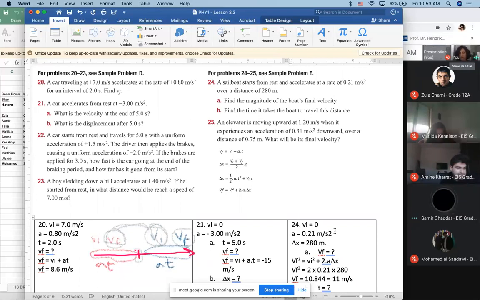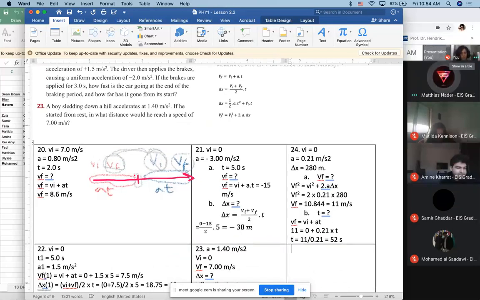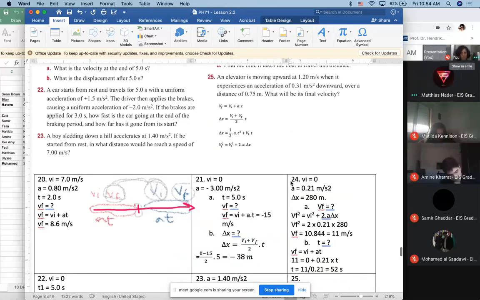I can ask Ulysse to help me because Ulysse did not do any turn today. Yes, miss. Okay, Ulysse, number 25. Help me with the given. Okay, so first, an elevator is moving upward at 1.20 meters per second when it experiences an acceleration of 0.31 meters per second squared downward. So I'm gonna say negative 0.31 because they are very mean to us. They didn't say negative, but they said downward.